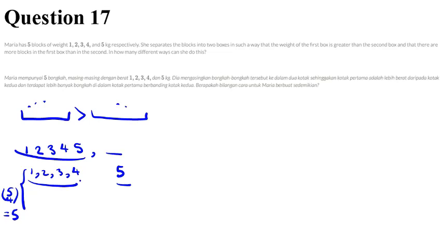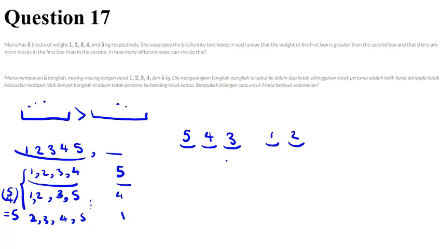1, 2, 4, 5, 3 here, for example, 1, 2, 3, 5, 4. You can write all of them. The last one: 2, 3, 4, 5, and 1. So we have 5 cases here and 3. If we have 3, let's start: 5, 4, 3, 1 and 2 is okay.